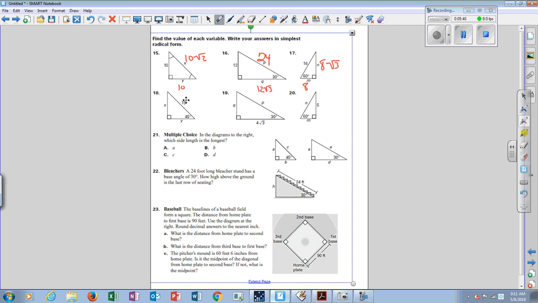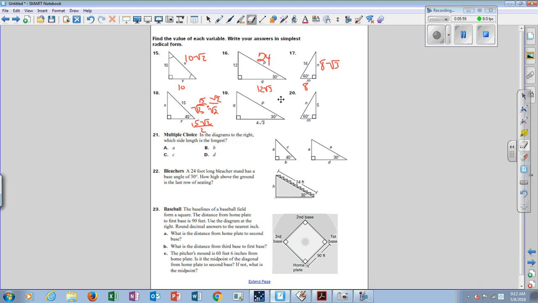45, 45, 90. You got to divide 15 by the square root of 2. Then you multiply by square root of 2 over 2. You get 15 roots of 2 over 2 for your final answer. And then x is exactly the same thing, 15 roots of 2 over 2.